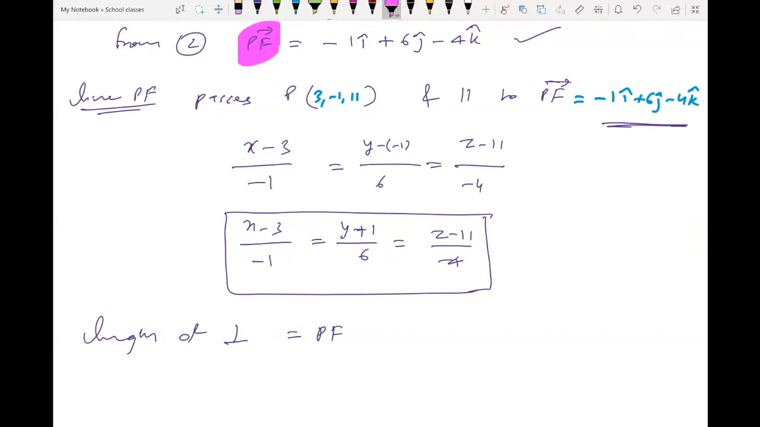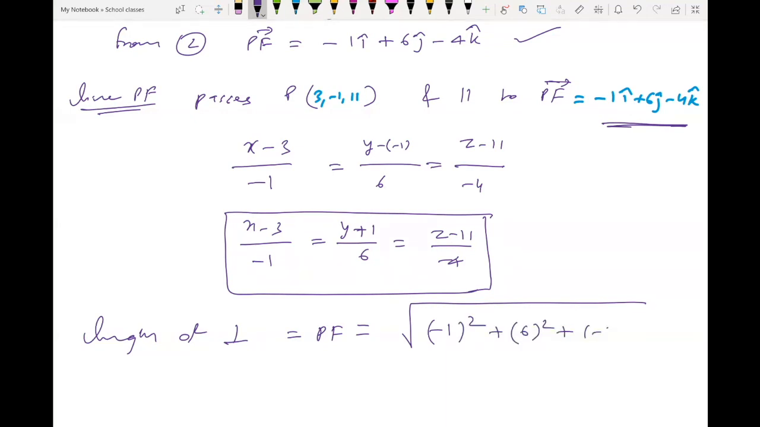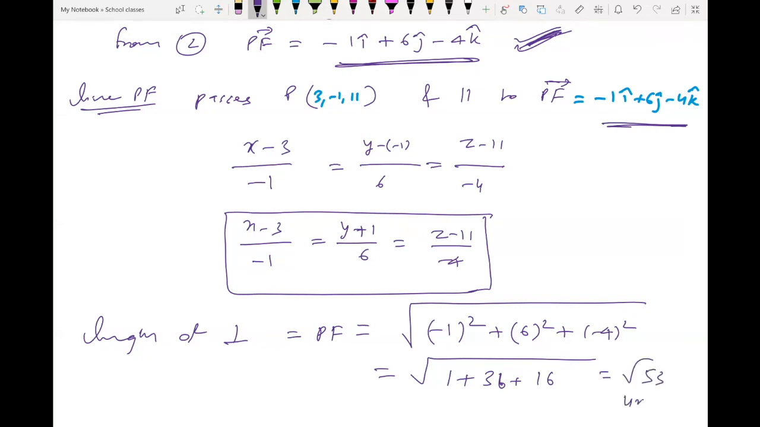From here we just need to remove this arrow sign. That means we need to find its magnitude. So what will be that magnitude? Root of minus 1 whole square plus 6 square plus minus 4 whole square. This is the way to find the magnitude of a vector. The vector is given here: minus 1, 6, minus 4. We square them, add them, and take the root. So just simplify it. It will be 1 plus 36 plus 16. So this is root 53 units. We have to write the unit here. Is there any doubt to anyone?